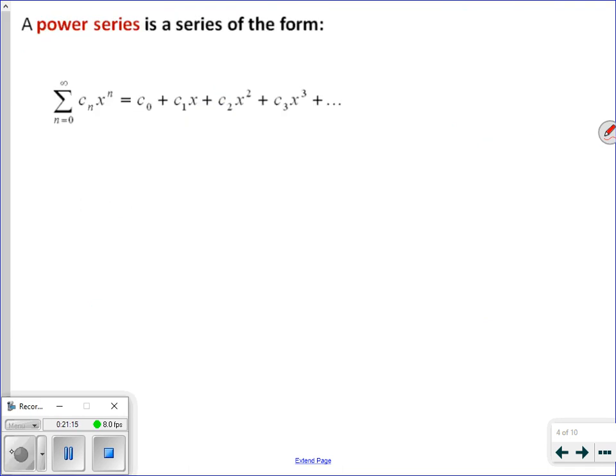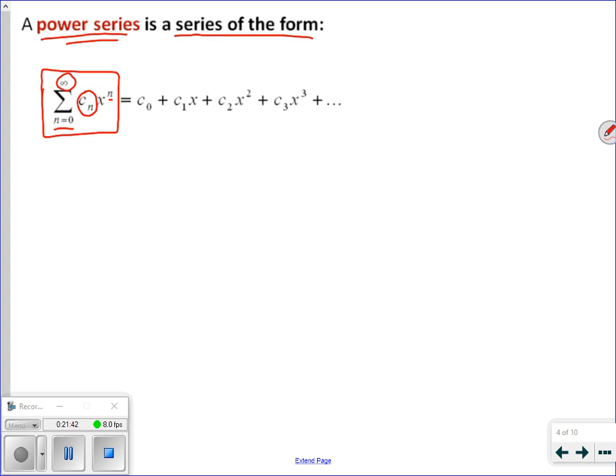So to summarize a lot of what I've been saying, a power series is a series of this form right here: the sum from n equals 0 to infinity of c sub n times x to the n. In the example we looked at before, I was looking at a coefficient of 1, but sometimes we can have a coefficient other than 1. We call it c sub n, a coefficient that is dependent on n.